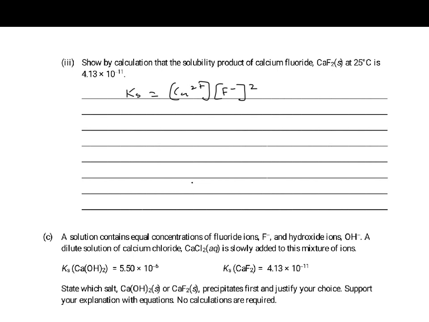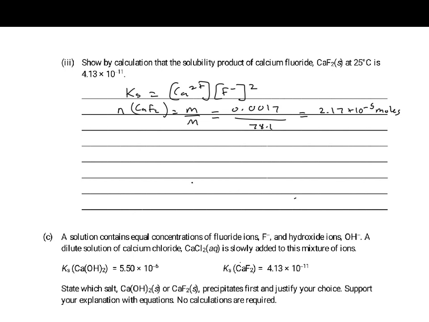And the way we work this out is we use some of the information that we're given in B. In part B we were told that there was 0.00170 grams dissolved in 100 mL. So to work out the number of moles of calcium fluoride, number of moles is mass over molar mass, which in this particular case is 0.0017 divided by 78.1. Chuck that in your calculator, you get 2.17 times 10 to the minus 5 moles.